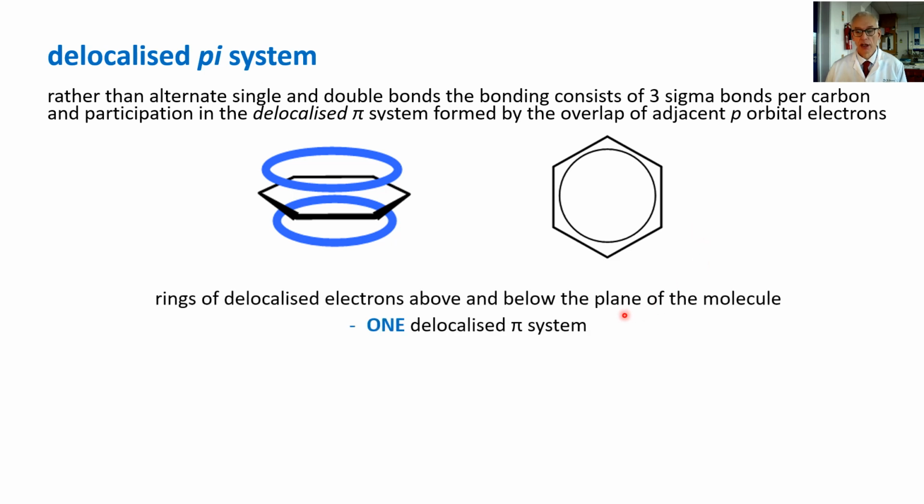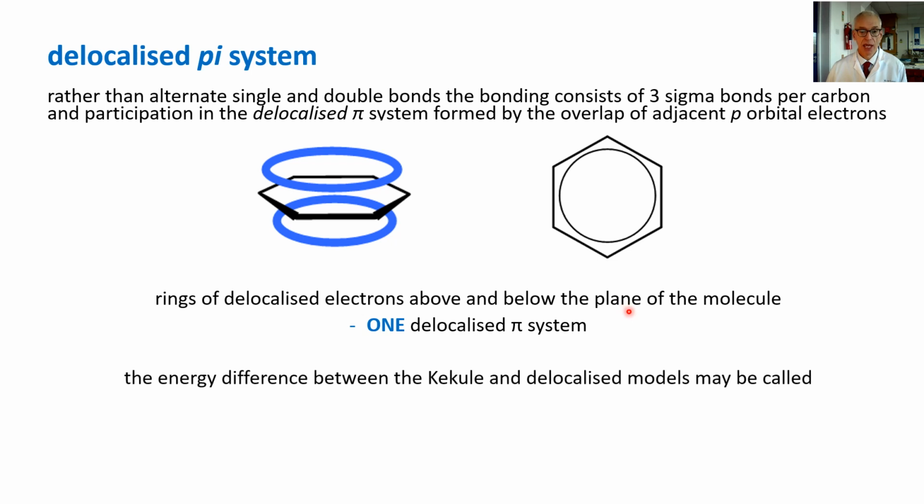Please note, rings above and below represent one delocalized pi system. So the fact that they seem to be separated in our minds doesn't mean it is so at an atomic level, and that is one delocalized system above and below. 2 rings, but one delocalized pi system.